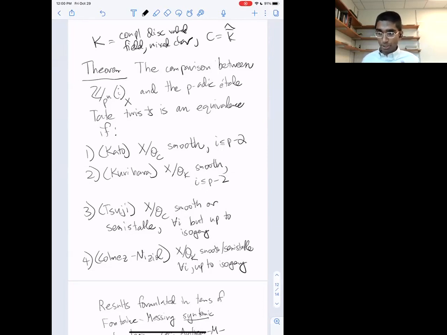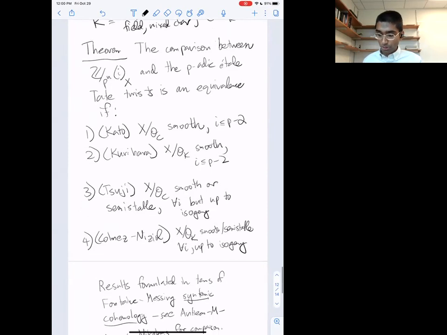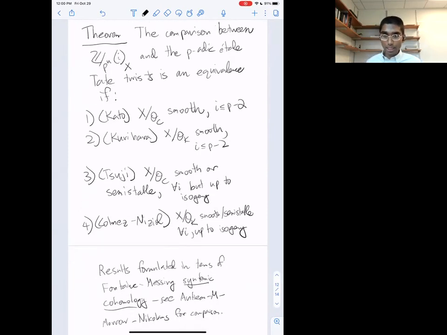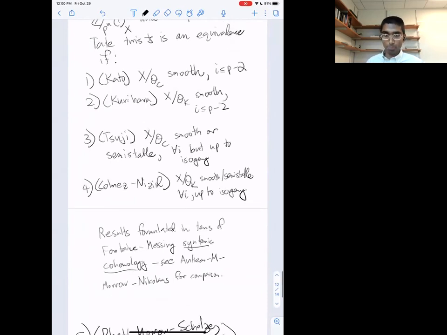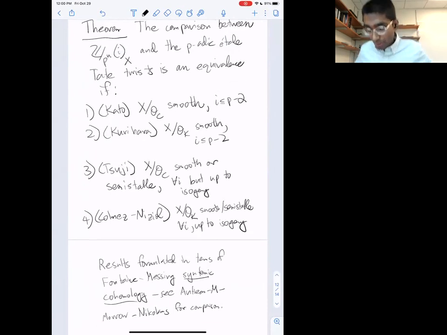And so then the theorem is that the comparison between the Z mod p^n twisted by I sub x and the p-adic étale twist is an equivalence in these cases. Well, first of all, let me say this. There's a result of Kato that if you have a smooth scheme over O_C, then this comparison map is an equivalence in low weights, in weights up to p-2.